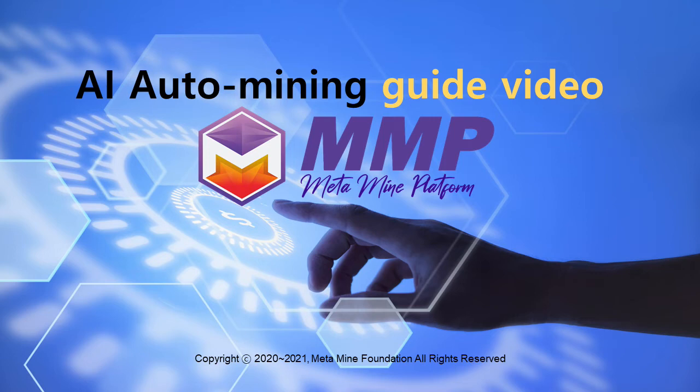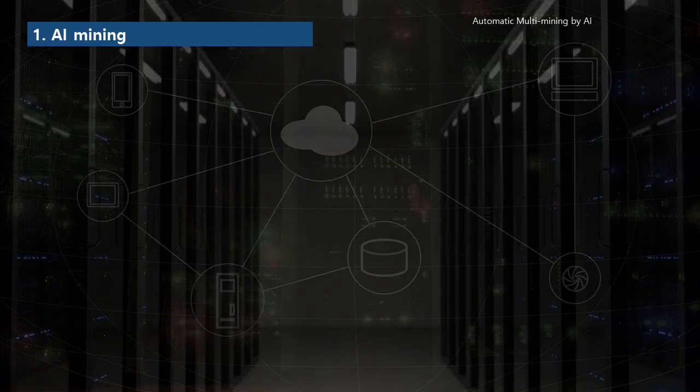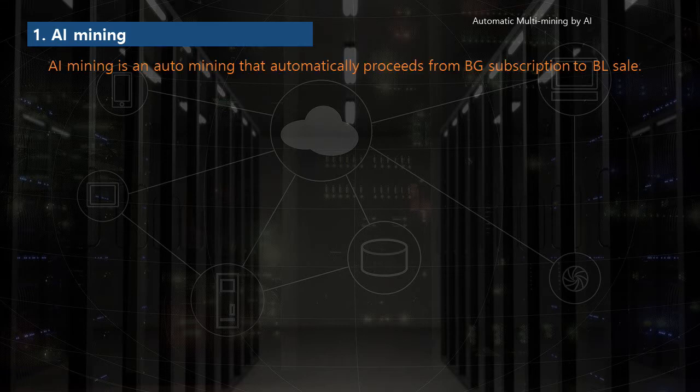As we told you before, in this video, we'll show you how to actually do multi-mining using AI auto mining. Until now, we've covered from the first step of the multi-mining process, signing up, to step 4, purchasing and transferring MMP, in the previous video. In this video, as we've mentioned before, we're going to show you the most important key of the multi-mining application: winning, purchasing the global BG and selling global BL, using AI auto mining in detail. We're going to call AI auto mining AI mining for short.